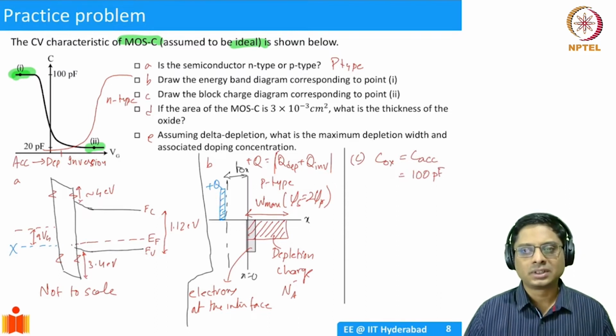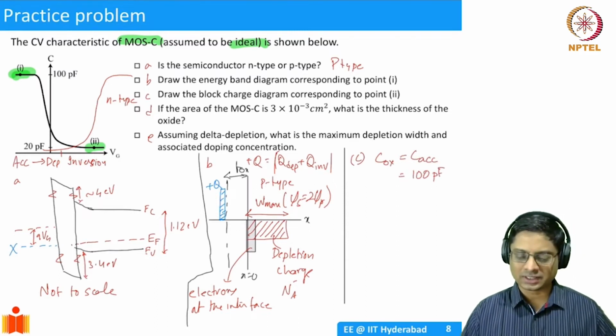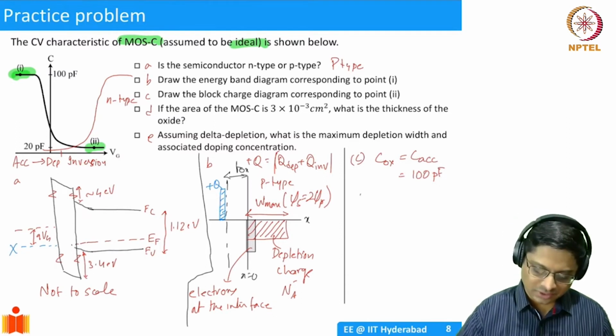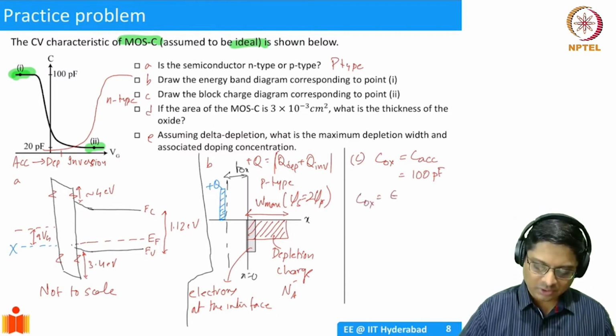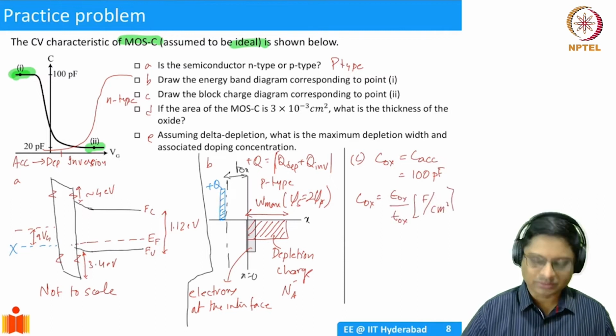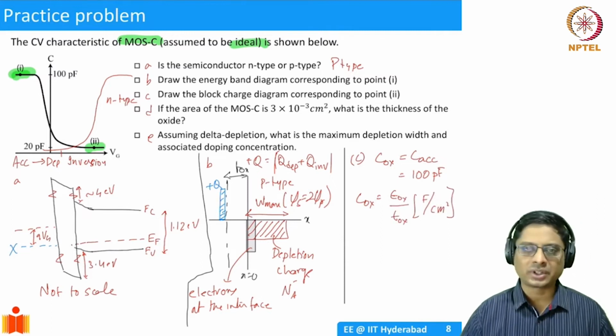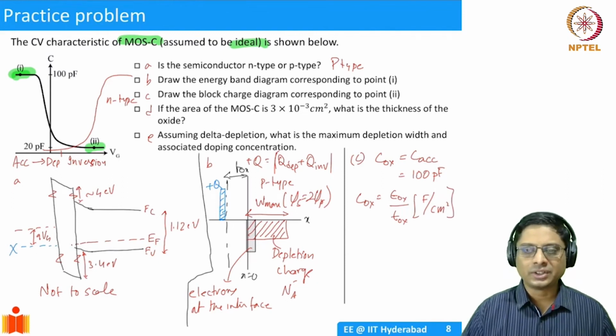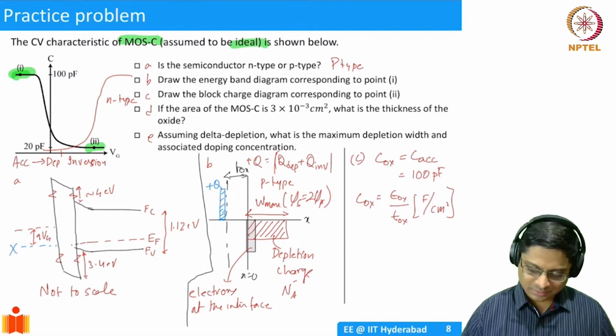Okay. But remember, whenever we calculate C ox, we have been using C ox is epsilon oxide divided by thickness of oxide. But these units always are farad per centimeter square. That's what we've been using. We really didn't take the area into account. But now we are given the capacitance in farads, picofarads. So then we have to calculate that, right? So then I'll just simply calculate.